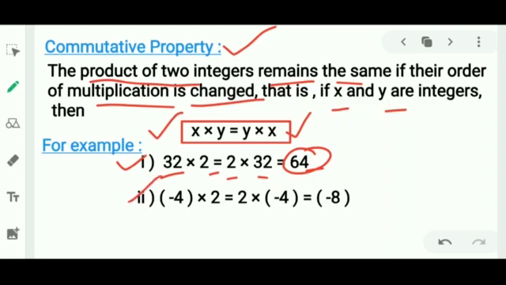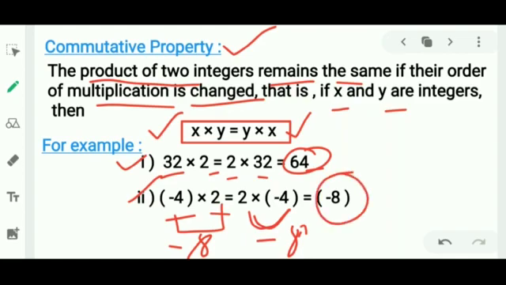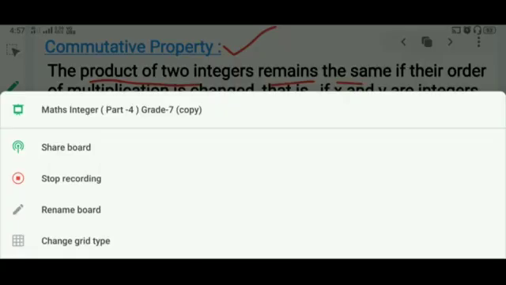Again, in the second example, we have two integers, minus 4 and 2. If we multiply minus 4 by 2, we know 4 twos are 8, and because one minus sign is there, the answer is minus 8. And again, when we multiply 2 by minus 4, we know 2 fours are 8, one minus sign is there, so minus 8. In both orders, we have the same answer, which is minus 8. So we can say either we multiply x into y or y into x, we get the same answer. The answer remains the same, and this property is called commutative property of multiplication.